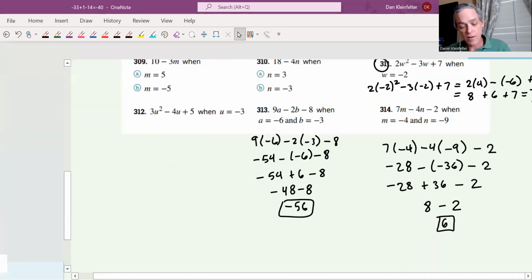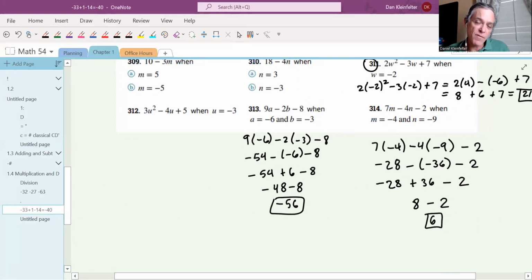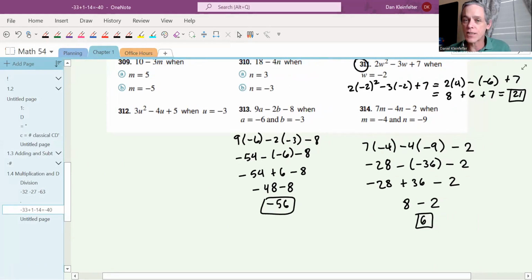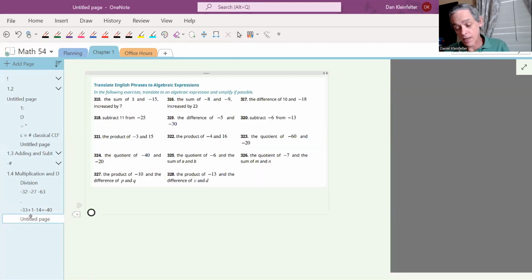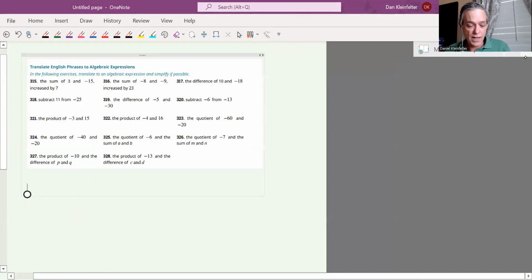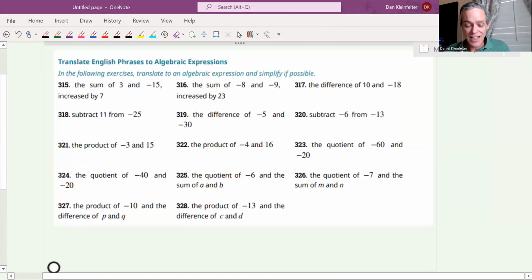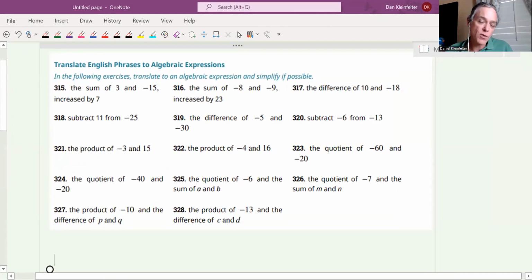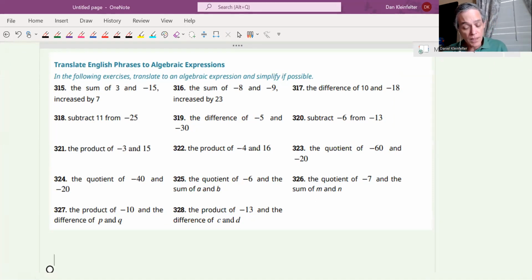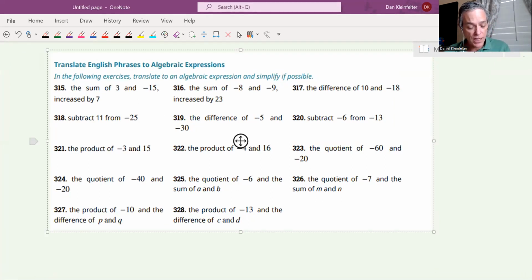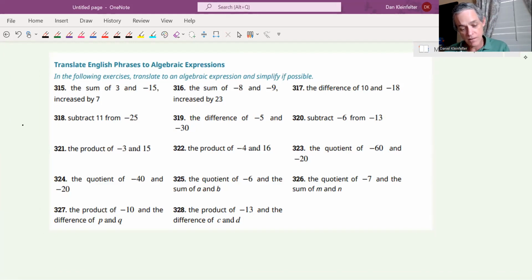So these are fun and good practice. Make sure that you're getting a lot of practice at evaluating expressions, that is, substituting values in for variables and then making calculations. Okay, next part and last part has to do with translating from English into math. So, simplify if possible. Okay, so let's try a few of these.